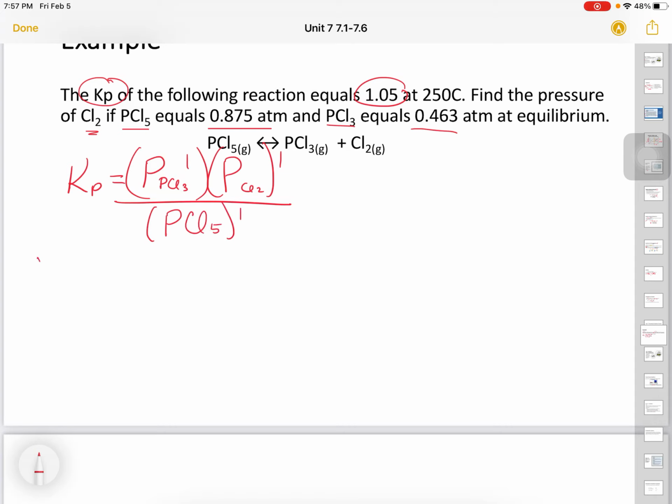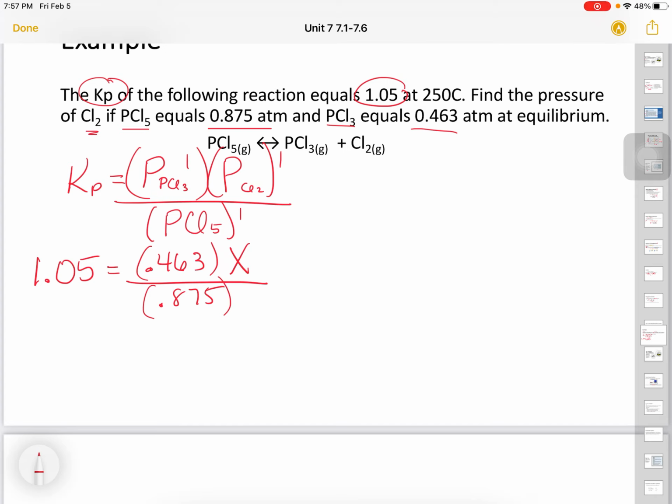Now we substitute in. Kp is 1. Look at that, cute little number, right? It's not 38,000. It could be, there are so many different values you can get for these. PCl3 is 0.463. The pressure of Cl2 is what we're solving for. And PCl5 is 0.875.